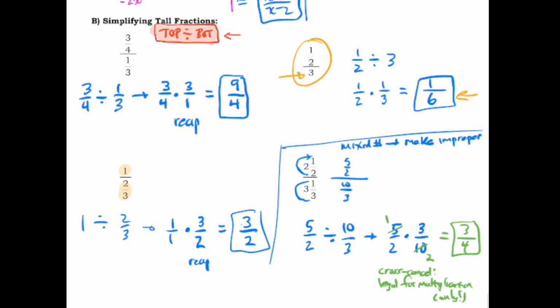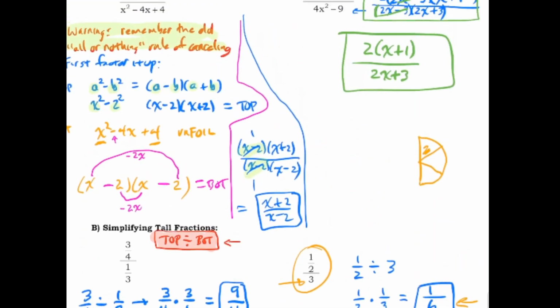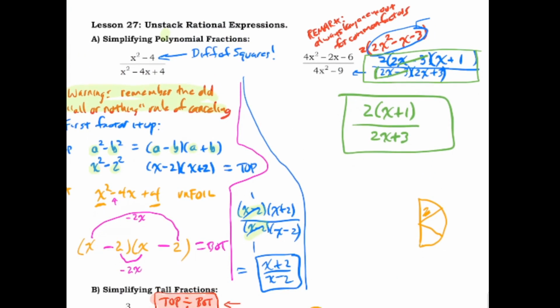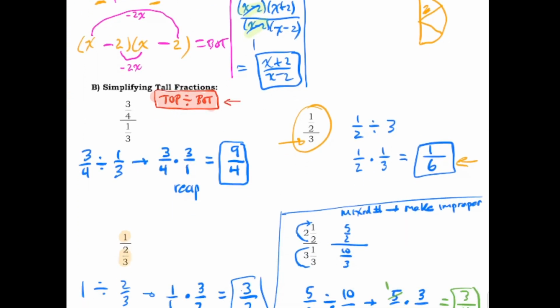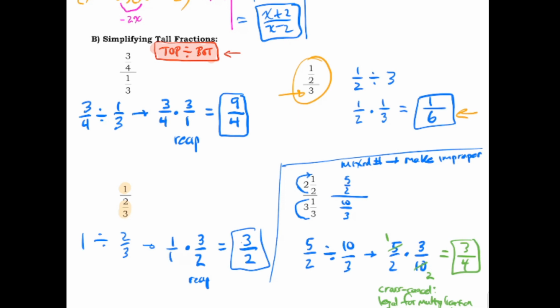Okay, so those are the first 2 things I had to get across before we get to the main event. So what were the 2 things? It was how to reduce fractions that have teeth. You have to factor first, then cancel things. If your fraction's too tall, you do the top divided by bottom thing.